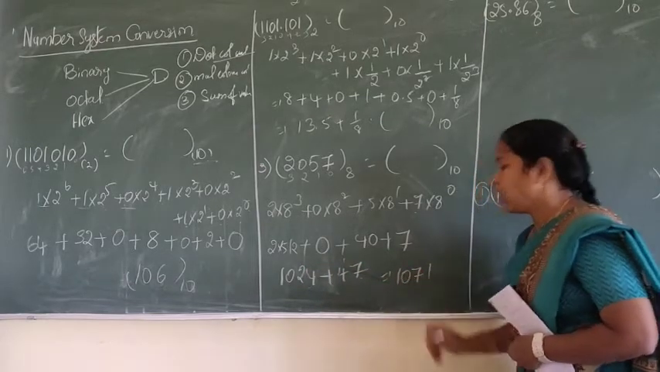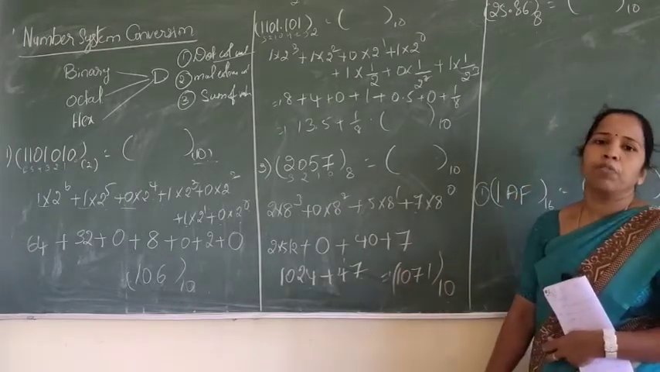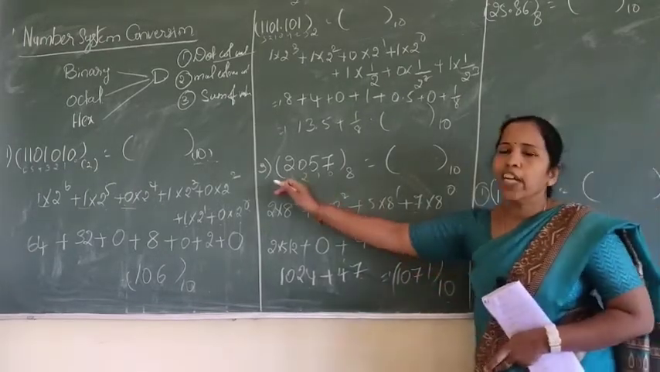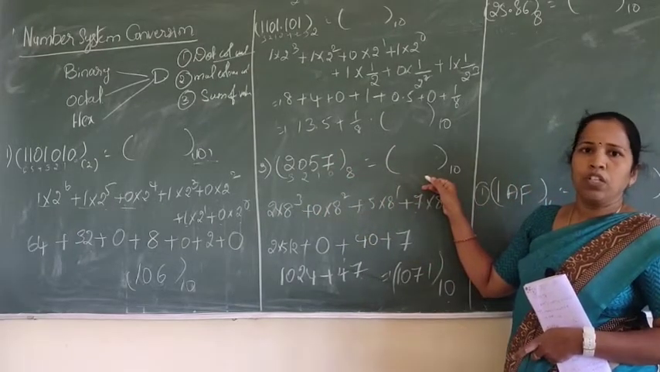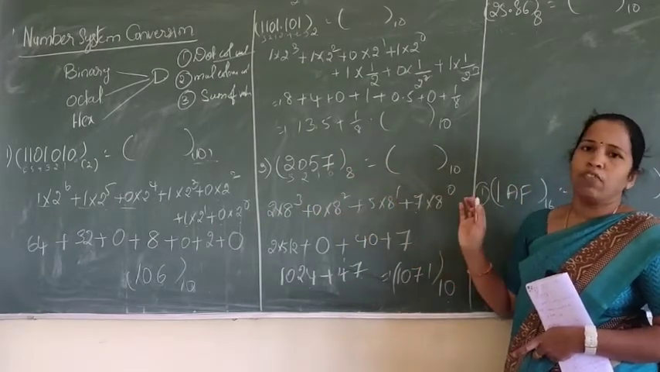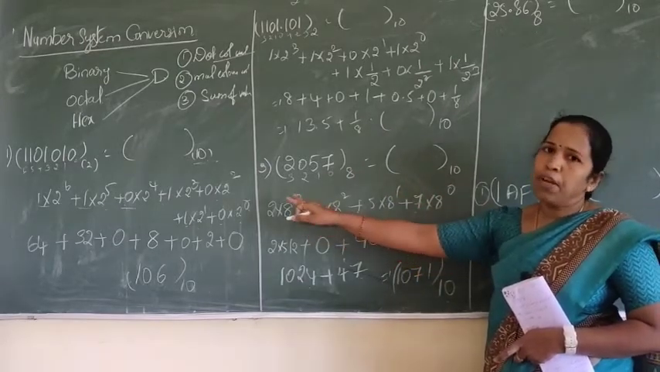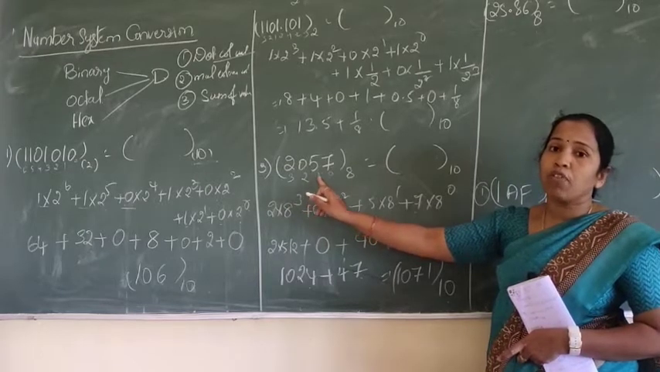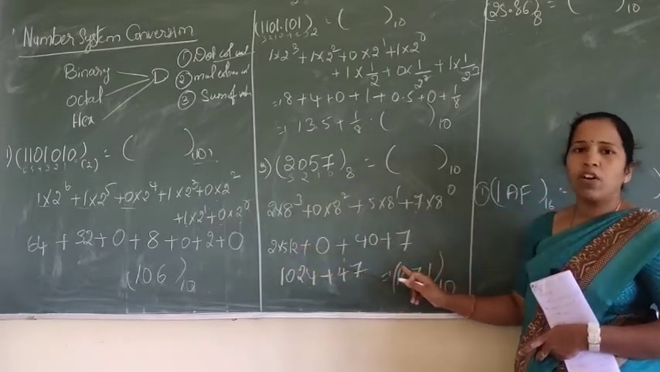Now 1071 with base decimal value. So the given octal number is converted into a decimal value. The same steps you are going to follow: determining the column value, multiplying the column value by positive powers of the base of the given number system, and then summing the values.